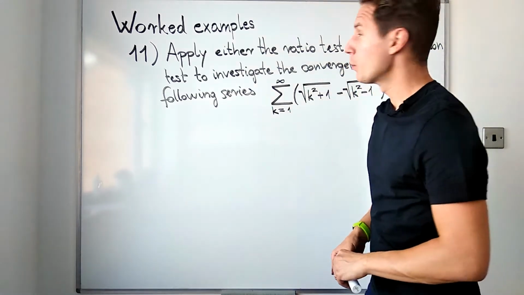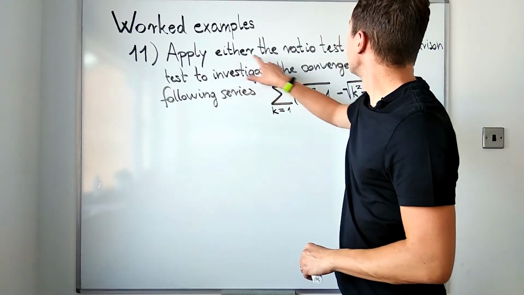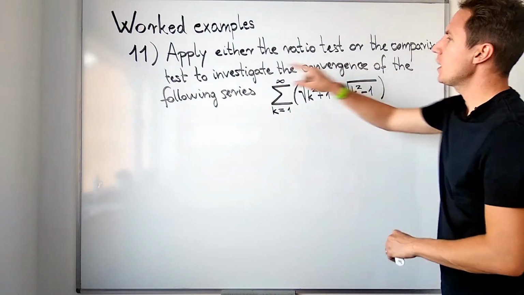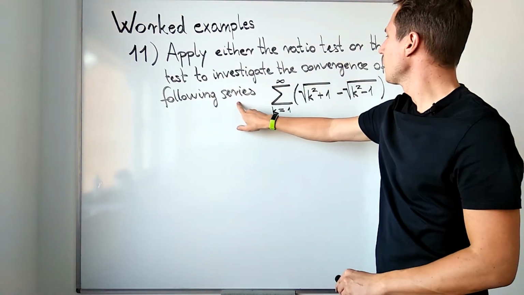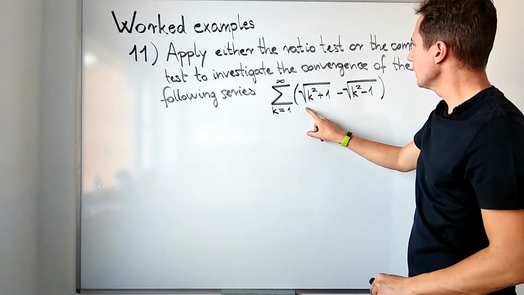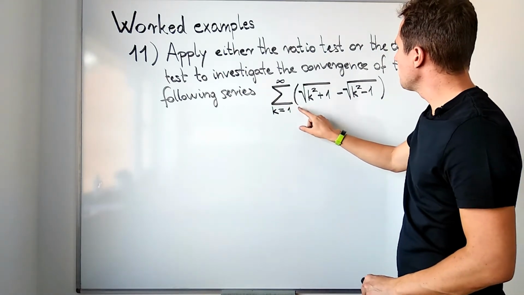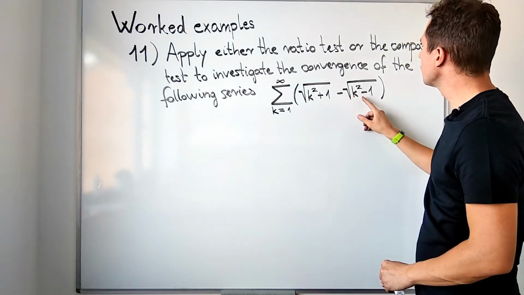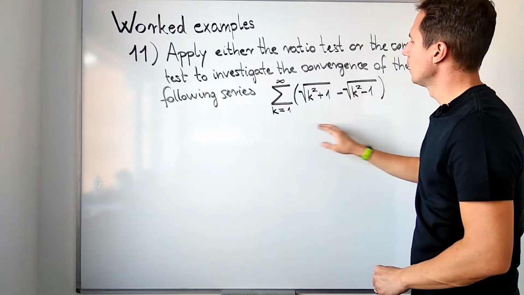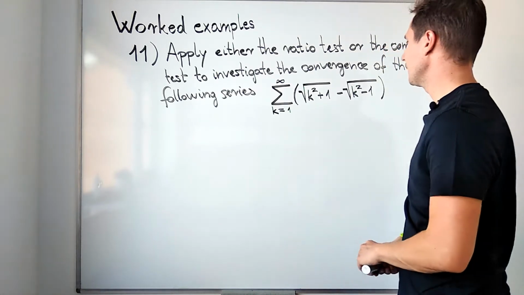Let's solve the following problem. Apply either the ratio test or the comparison test to investigate the convergence of the following series. The series we have to consider is the sum of the square root of k squared plus 1 minus the square root of k squared minus 1, with k going from 1 to infinity.